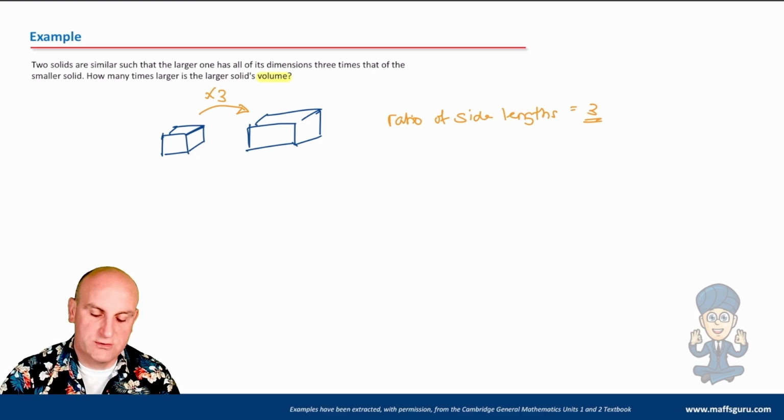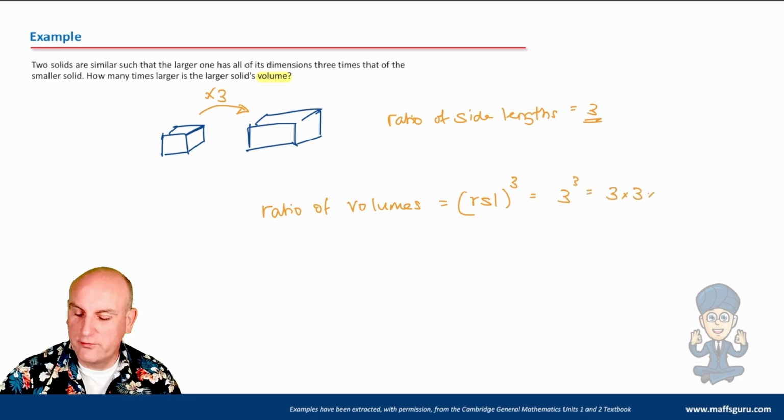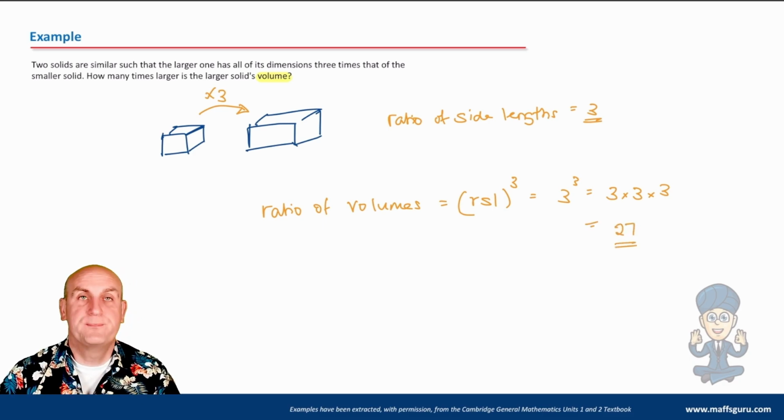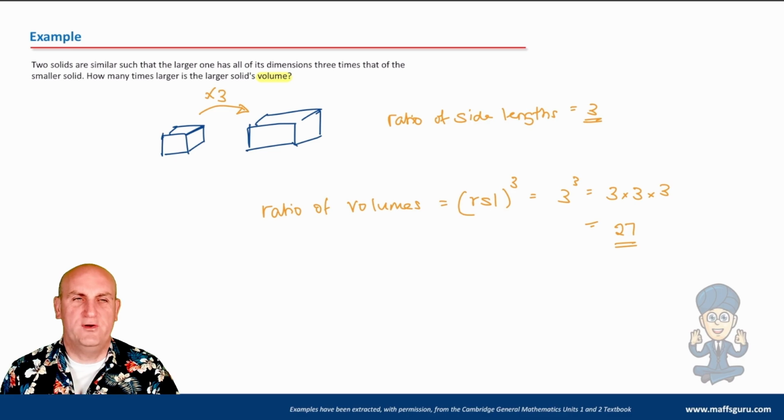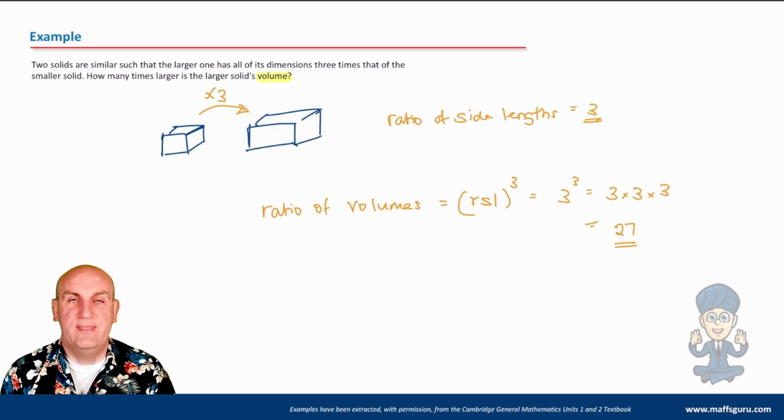How many times larger is the solid's volume? Oh, volume. Well, it's 3-dimensional. So therefore, we know the ratio of the volumes is equal to the ratio of my side lengths cubed. My ratio of the side lengths was 3, cubed, which is 3 times 3 times 3, which is 27. So there we go. So I now know the ratio of my volumes. The volume of this one is 27 times bigger than that one.